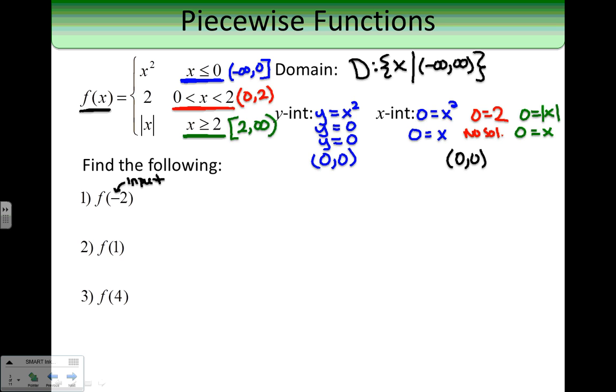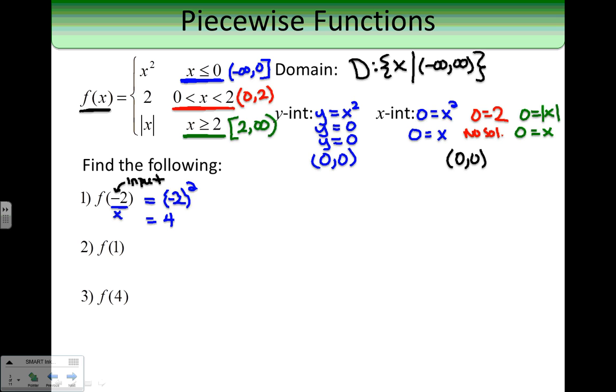If you look at the very top function, x squared, the domain is x is anything less than or equal to 0. Well, the x I'm plugging in is -2, so that fits right in the domain. It wouldn't work in my second equation because the x's can only be between 0 and 2. The bottom function doesn't work because my x's have to be greater than or equal to 2, and -2 doesn't fit into that. So my x value, -2, gets inputted into the top function: x squared, or -2 squared, which is 4.